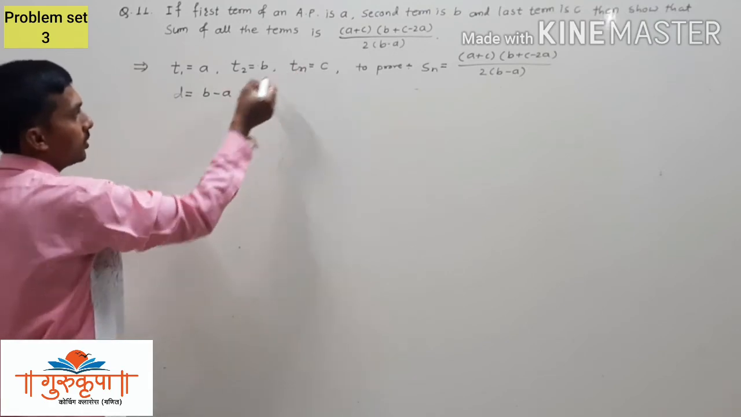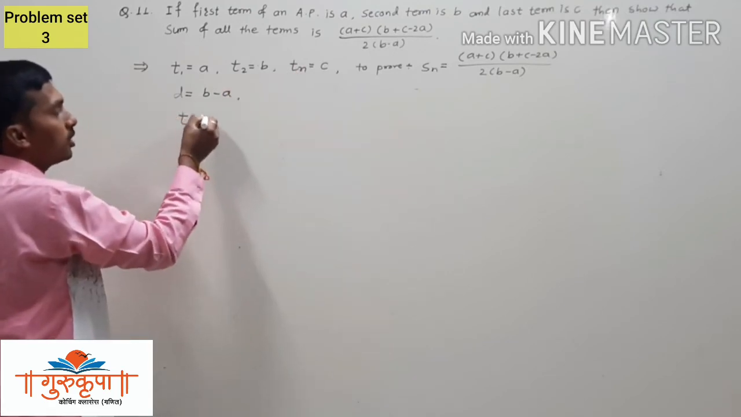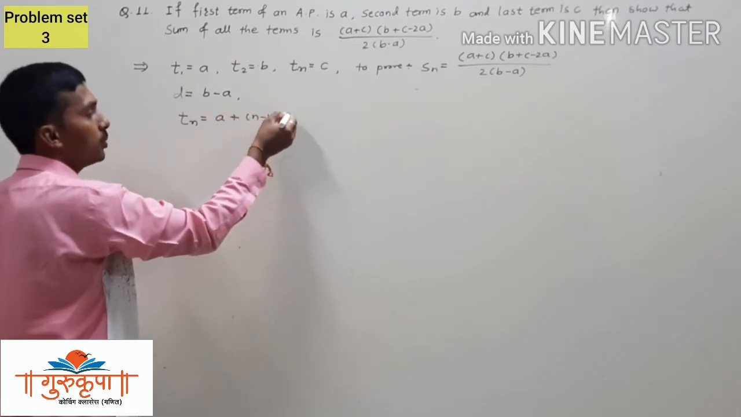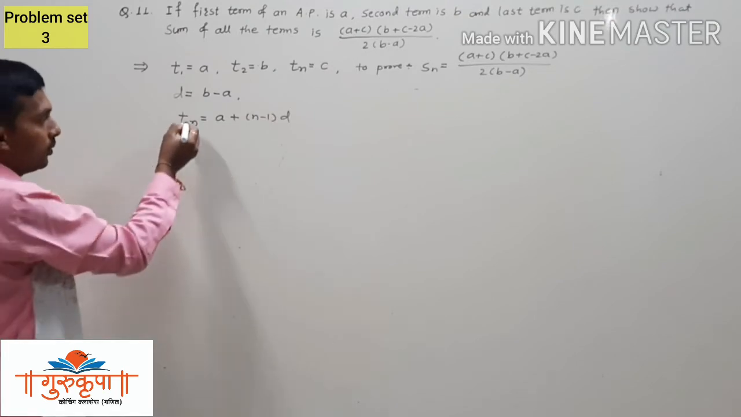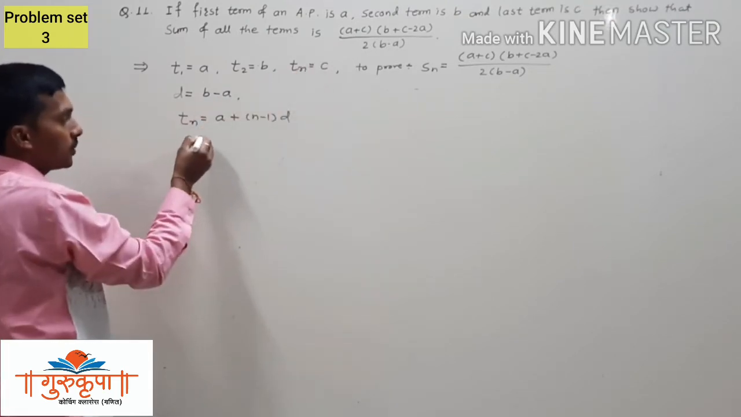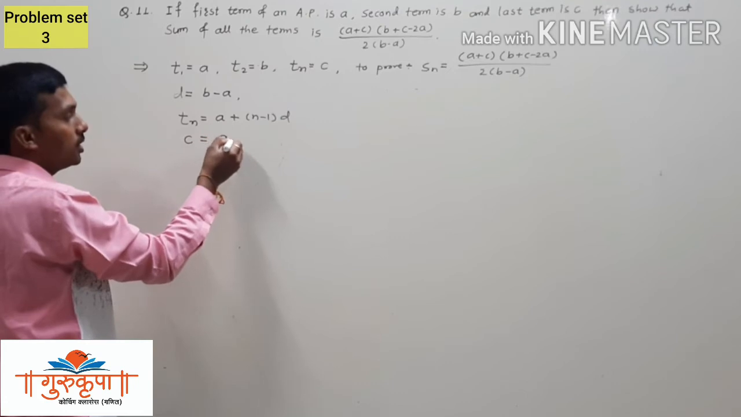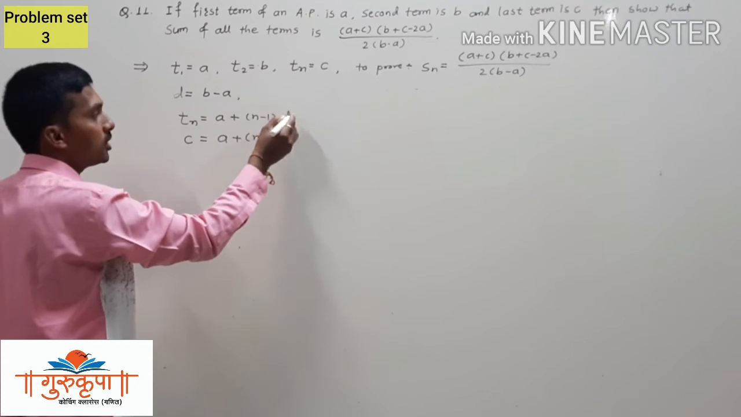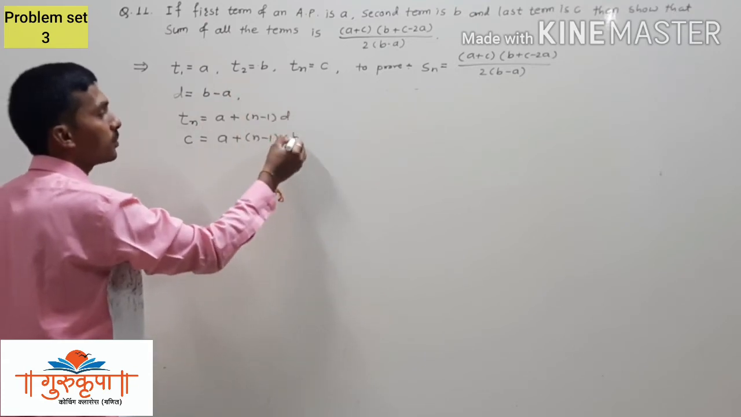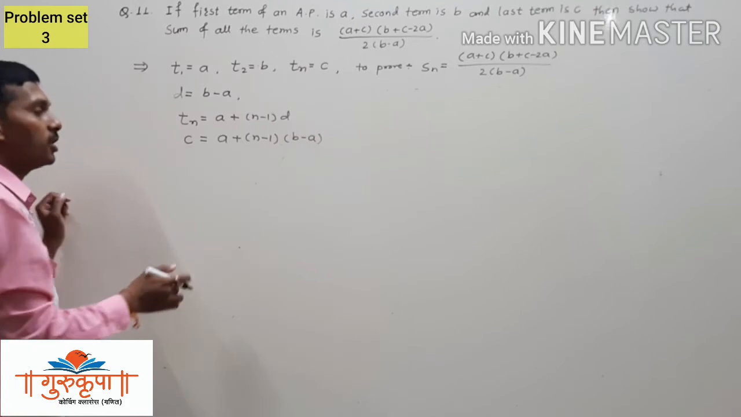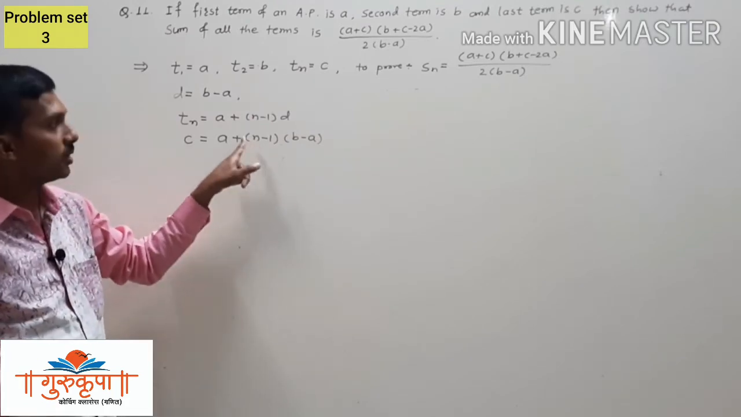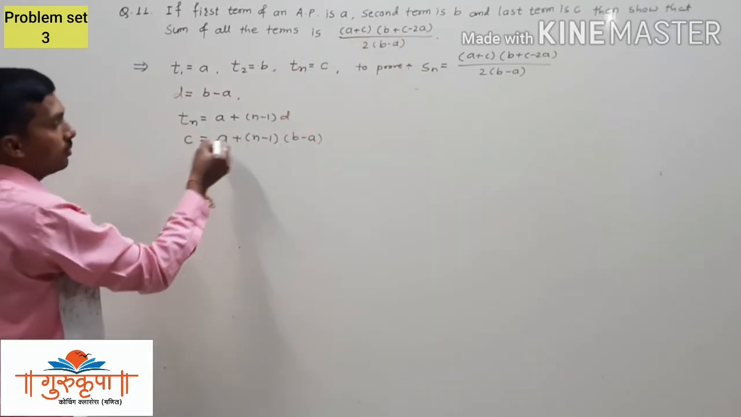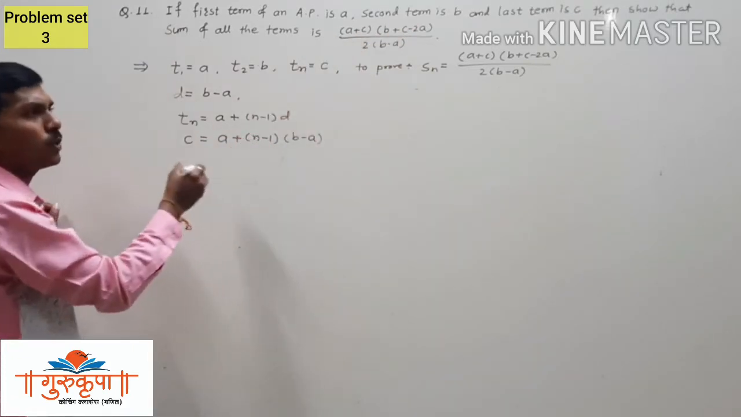So here we will write the formula for finding the general term, that is tn is equal to a plus n minus 1 into d. Now we know the value of tn, that is c, is equal to a, the first term as it is, plus n minus 1 into d, where the value of d is b minus a. From this information we have to find n, and then put that n in the second formula. So first we will get the value of n. It is a very important task.